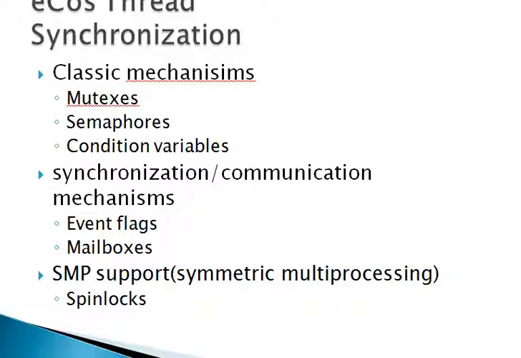When a mutex is locked by one thread, any other thread attempting to lock the mutex is blocked. When a mutex is unlocked, then one of the threads blocked on this mutex is unblocked and allowed to lock the mutex and gain access to the resource.